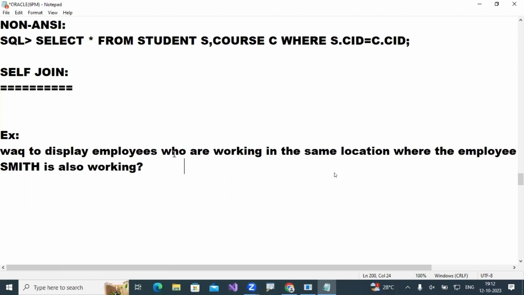No. The first problem is what now? In this example query, no location name is mentioned. Is it clear? So what was mentioned? Only the employee name.